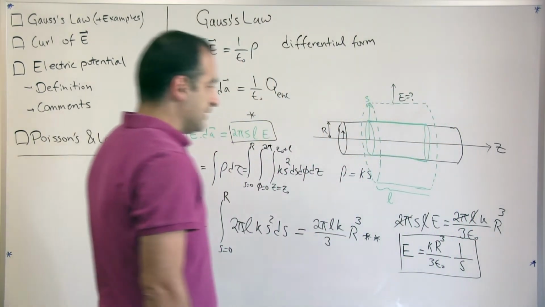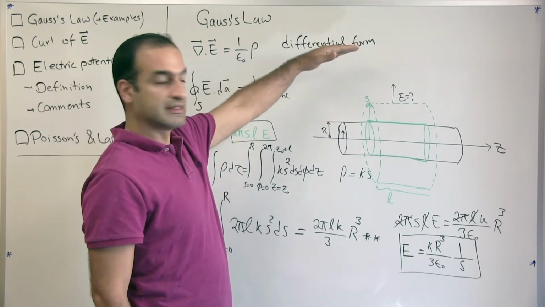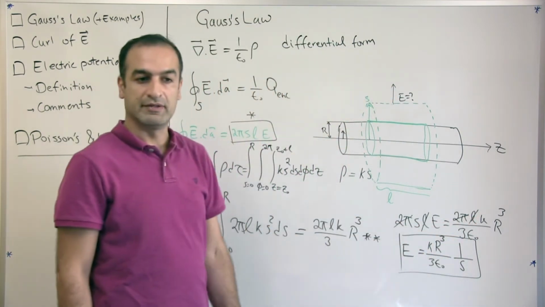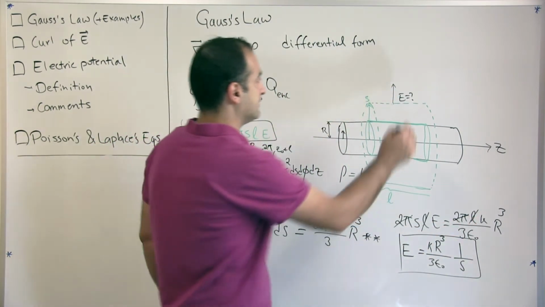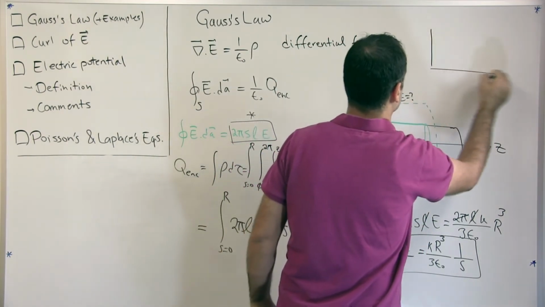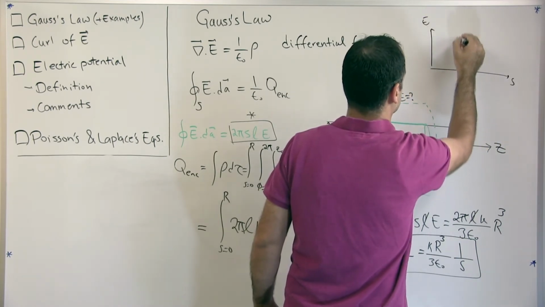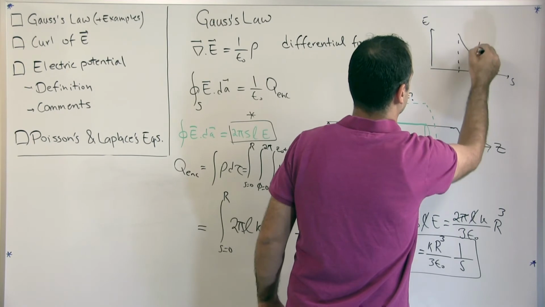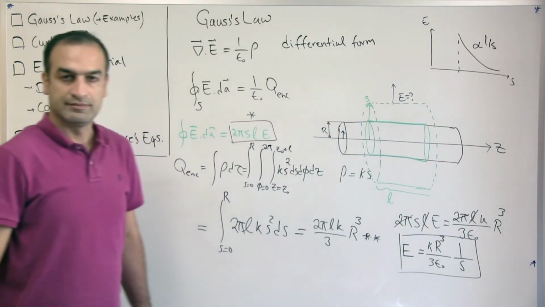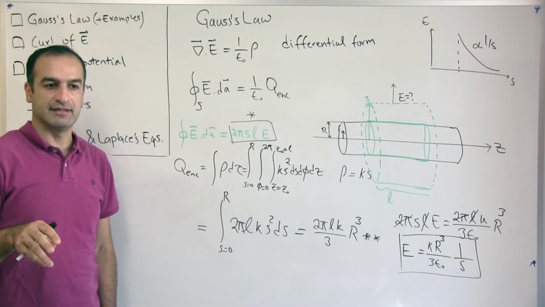That means that as we go farther from the cylinder, the electric field decays as a function of 1 over s. So the strength of the electric field, if I plot it as a function of s, drops proportional to 1 over s. And this is the electric field outside the cylinder.